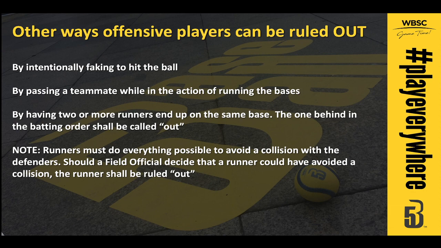So for example, there could be a wild play where two players of the same offensive team both wind up on second base. Well, the lead runner would be allowed to stay. Whoever was running behind the lead runner, they would be called out. And another note is that runners must do everything possible to avoid colliding with defenders. Should a field official decide that a runner could have avoided a collision, the runner that initiated the collision will be ruled out.